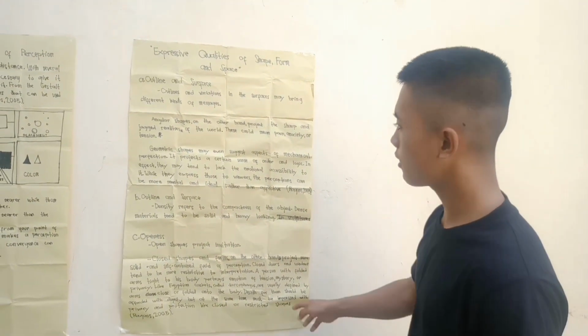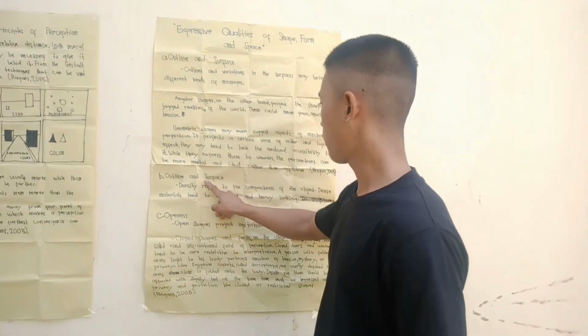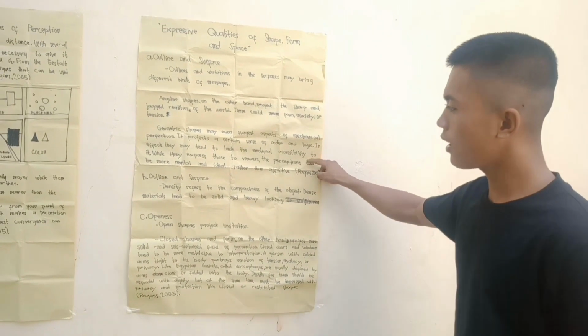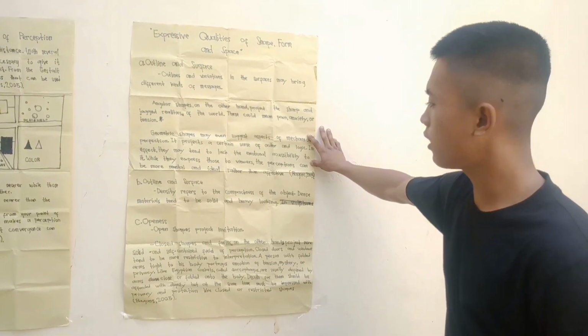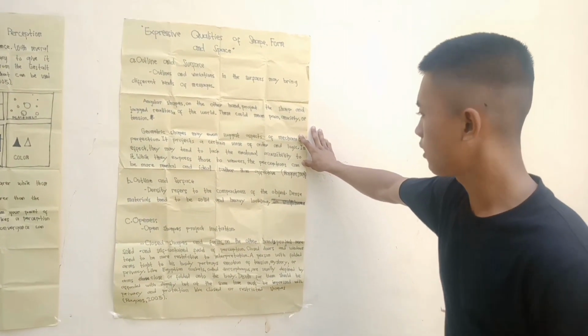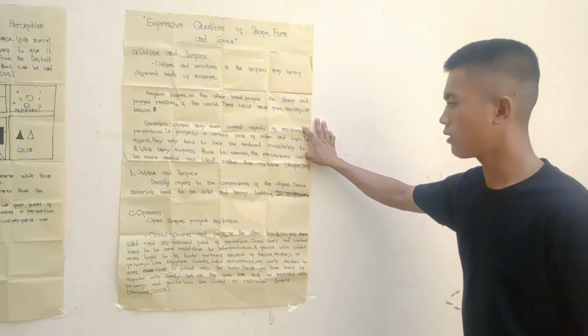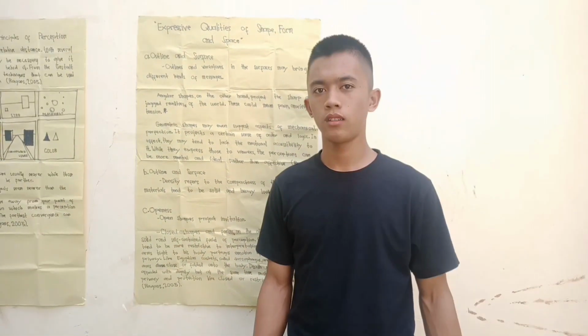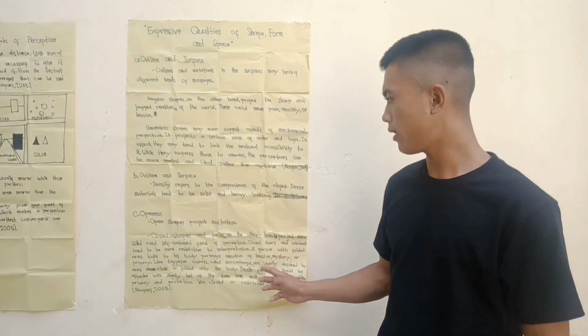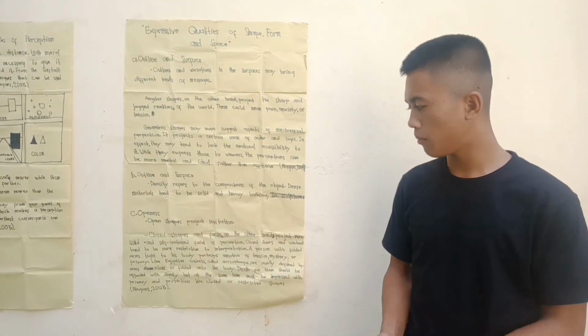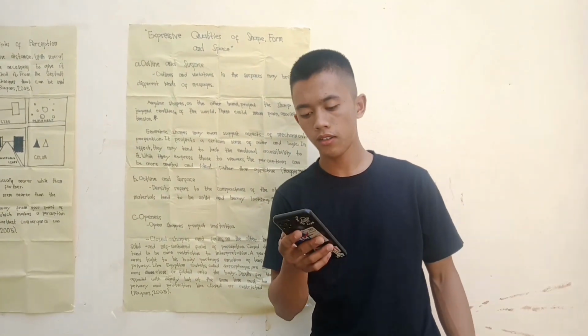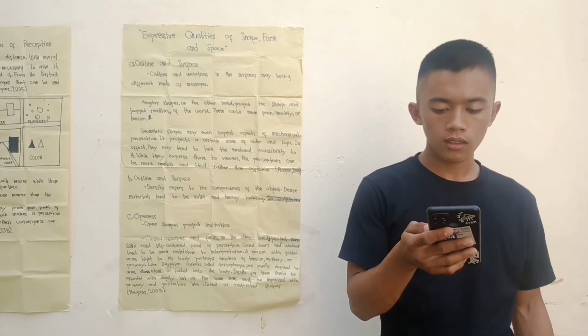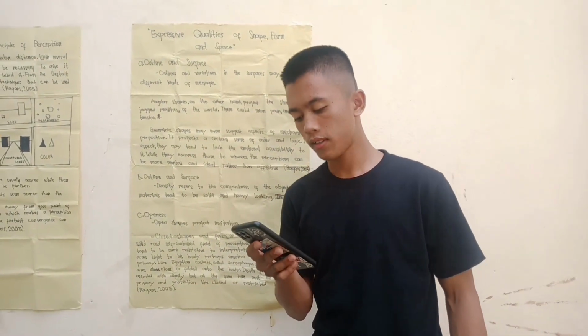So the next is outline and surface. Density refers to the compactness of the object. Dense materials tend to be solid and heavy looking. So next is openness. Open shapes project invitations. Open shapes are figures or shapes that have different starting and end points.